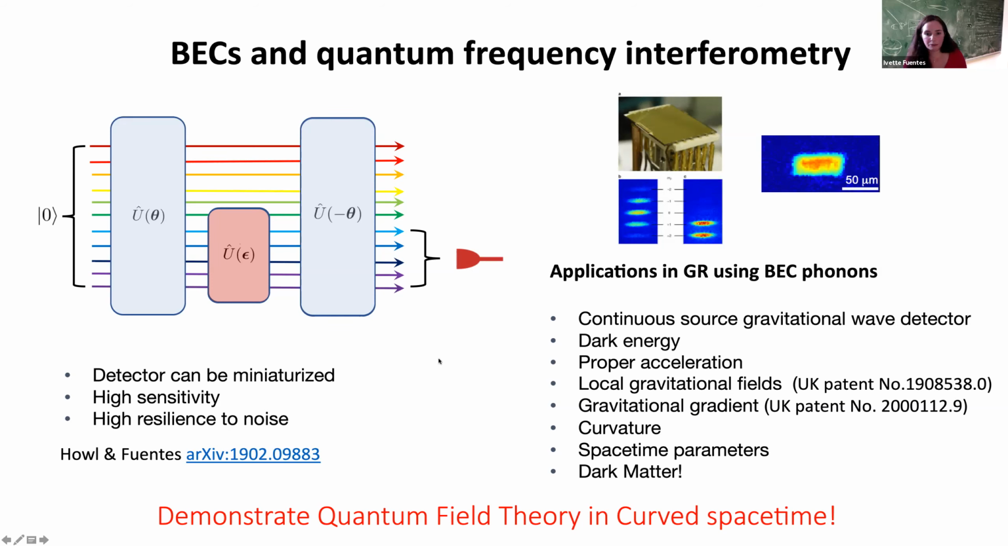This started in 2014. Today I'm going to tell you how you could use these ideas for detecting continuous-source gravitational waves. But we have a paper on constraining dark energy, measuring proper accelerations. Like I said, we have a patent on measuring the gravitational field and its gradient. And I also want to make some comments on how we could perhaps use this for searches of dark matter. If we're able to show that changes in the space-time produce changes in the relativistic quantum field of this BEC, then this would be a demonstration of some of the key principles of quantum field theory in curved space-time as well.